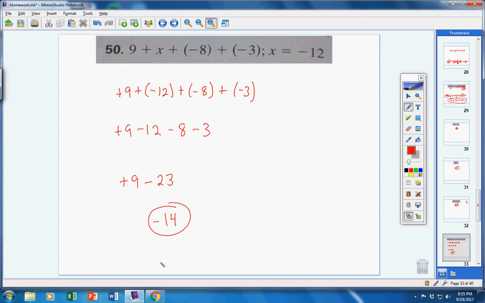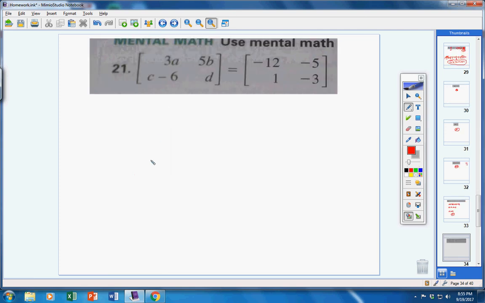Alright, moving on to page number 90. Page 90, we're going to solve for A, B, C, and D. Now remember, students, when matrices are equal, that means this entry equals this entry. This element or entry matches this entry or element. This entry matches this entry. And this entry here matches this entry here. They're equal. Okay? So, think about that for a second.